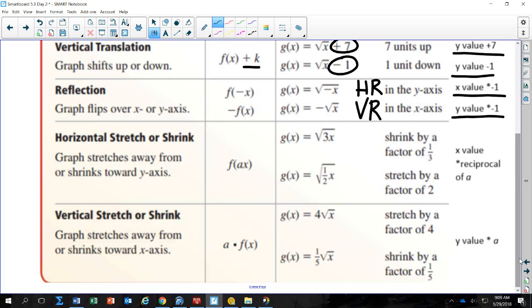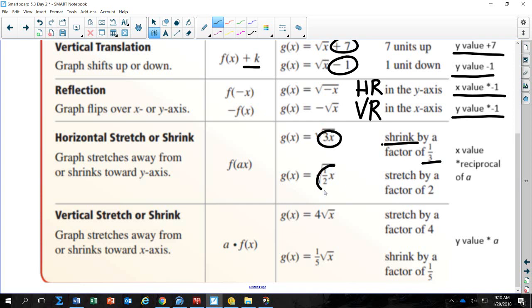Horizontal stretch or shrink. What's the key word for horizontal stretch or shrink? Reciprocal, right? So if I see 3 times x inside the radical, we know it's a horizontal stretch or shrink because x is being multiplied by a number. We have to use the reciprocal of 3, 1/3, in order to determine if it's a stretch or shrink. So because the reciprocal of 3 is 1/3, that's a number that's between 0 and 1, right? It's less than 1, but greater than 0. So that's how I know it's a shrink.